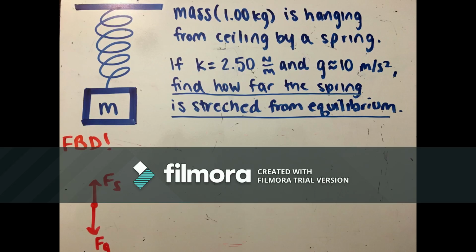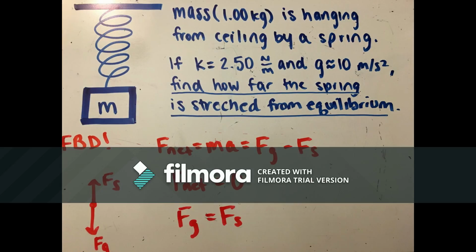Now, we will write the equation. Using Newton's second law, we have F net equals ma, which is also equal to Fg minus Fs according to our free body diagram. Because it is at equilibrium, F net also equals 0. Therefore, Fg also equals Fs.